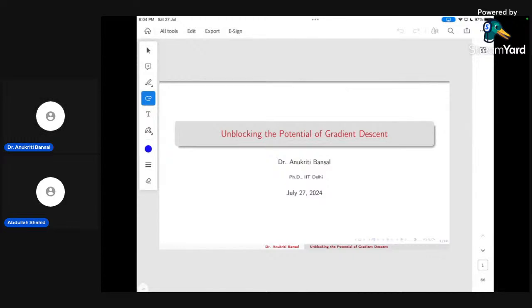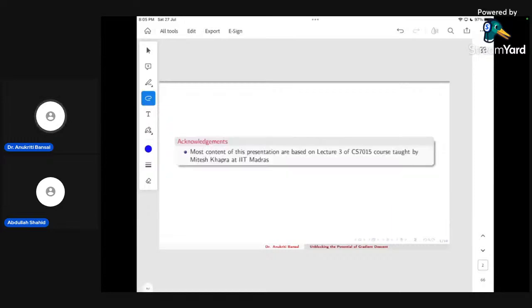Before wasting any time, I want to start directly with what gradient descent is and what today's session is all about. Before we start, I would like to acknowledge that most of the slides and content of this presentation are based on lecture 3 of the deep learning course taught by Professor Mitesh Khapra at IIT Madras.